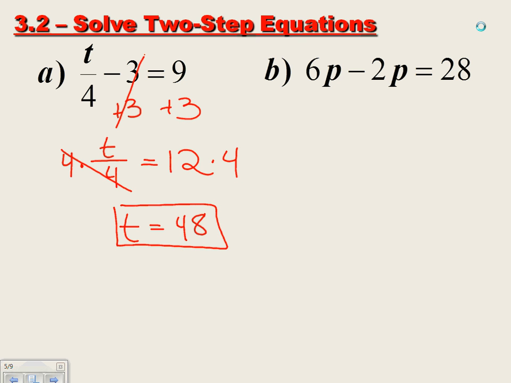For letter B, we don't want to do any canceling right now. If you guys notice, I have two variables on the left-hand side of the equal sign. So what we want to first do is simplify by combining like terms. 6p minus 2p becomes 4p after I simplify. I now want to cancel the 4. Since I'm multiplying by 4 right now, in order for me to cancel it, I divide both sides by 4. Therefore, I get p is equal to 7.